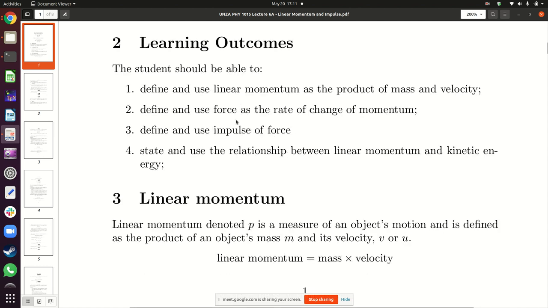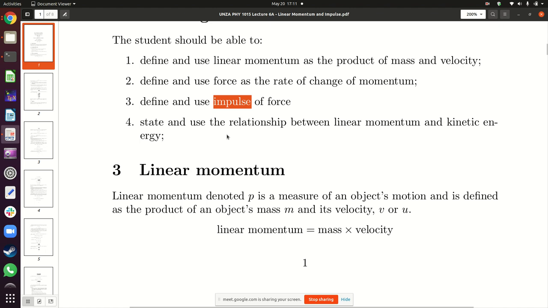The other thing we're going to do is look at the relationship between force and linear momentum. How is the force related to the linear momentum? Then once you find this relationship, we are going to look at something called impulse. So what is impulse? We will show that impulse is actually just a change in linear momentum. Then last but not least, we're going to look at the relationship between linear momentum and kinetic energy.